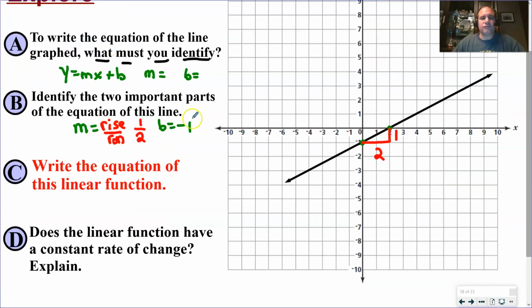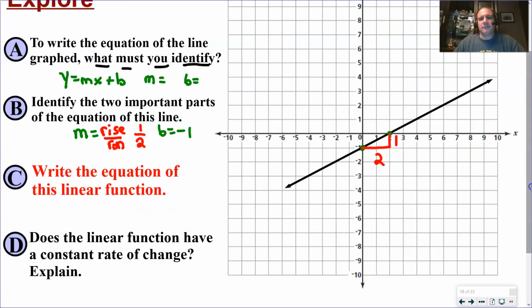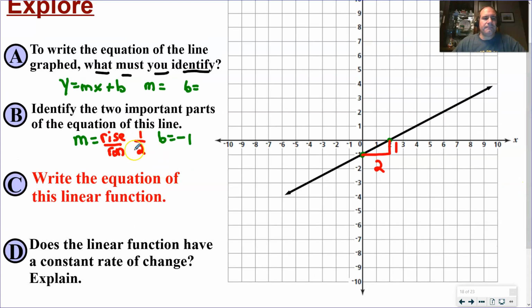I'll wait. Just write it down. Don't wait for me. You have the slope and you have the y-intercept. So y equals 1/2 x minus 1. That is the equation of the line.